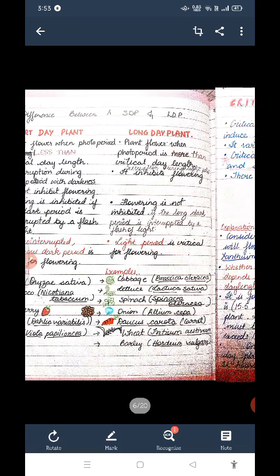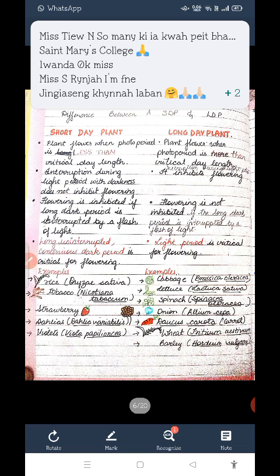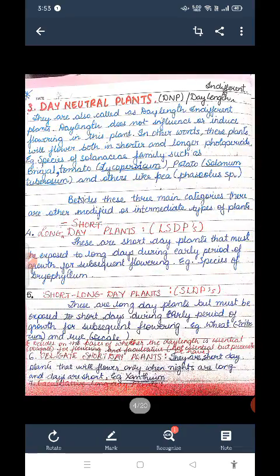So I hope you've understood these two important concepts. The concept that long day plants will flower when they exceed their critical day length. But short day plants will flower only when you give less than or equal to their critical day length. Okay, so let us continue with the third part.